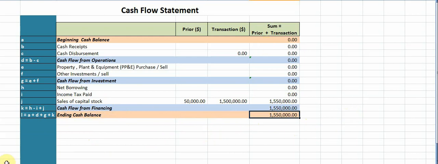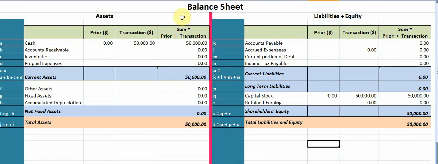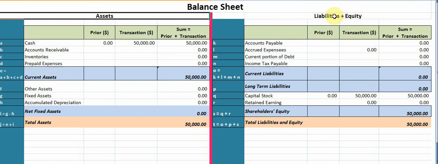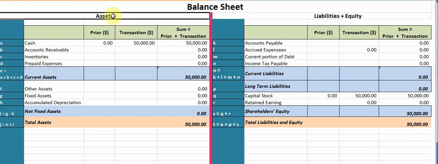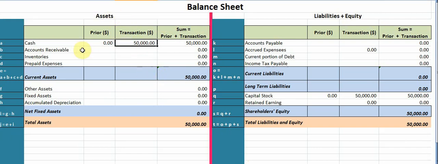Now let's go to the next statement, which is the balance sheet. So this is the balance sheet. Left side is asset, right side is liability plus equity. Do I need to make any entry over here? The answer is yes. Here you can see I had already made a $50,000 investment in AppleSeed Enterprise. This is my prior transaction. So I'm moving this one to the prior column. Now the current transaction is $1.5 million.